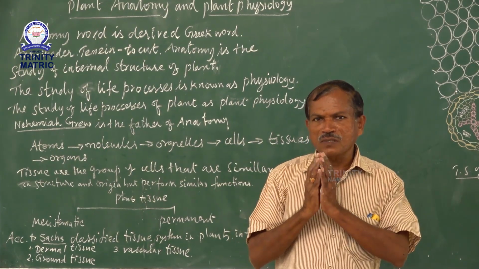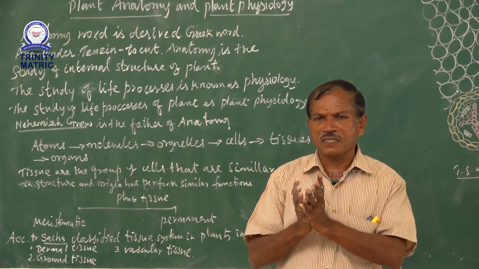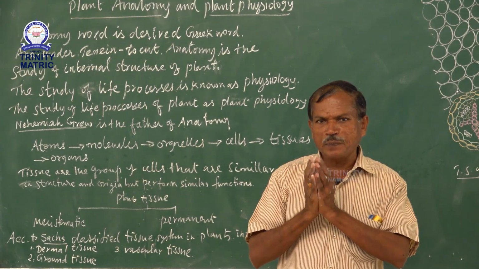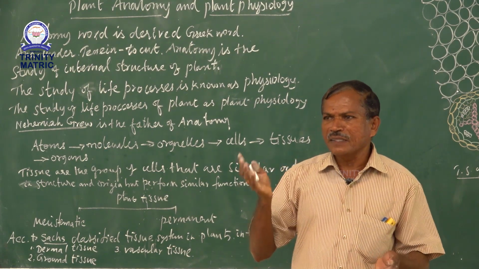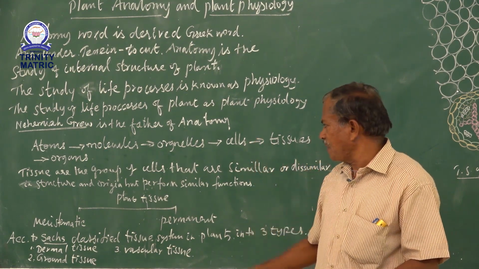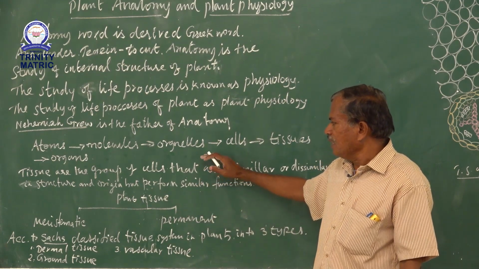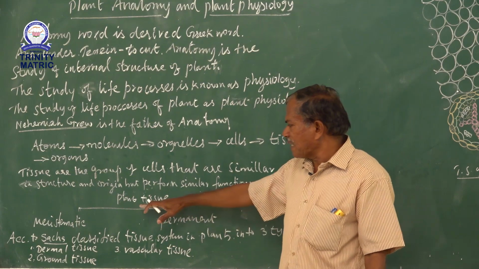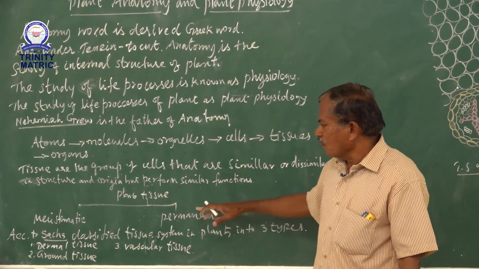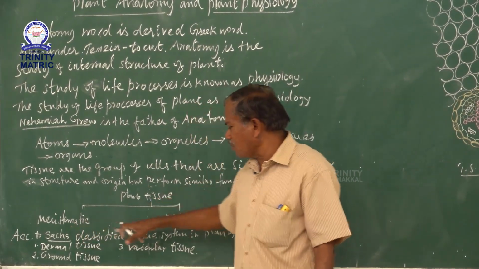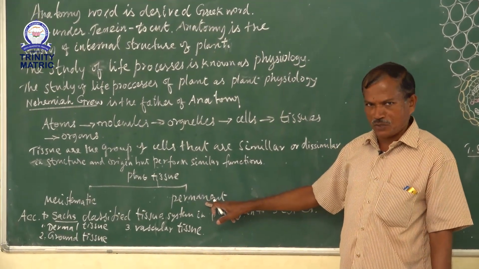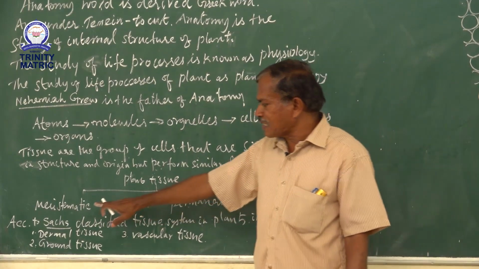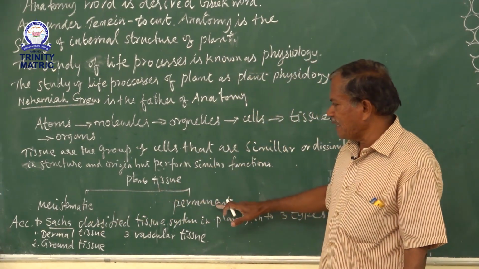So a tissue is a group of cells, a number of cells, originating from any part of the plant body, and having a similar function. This is called a tissue. The plant tissues can be classified into two types: one is meristematic tissue and the other is permanent tissue.